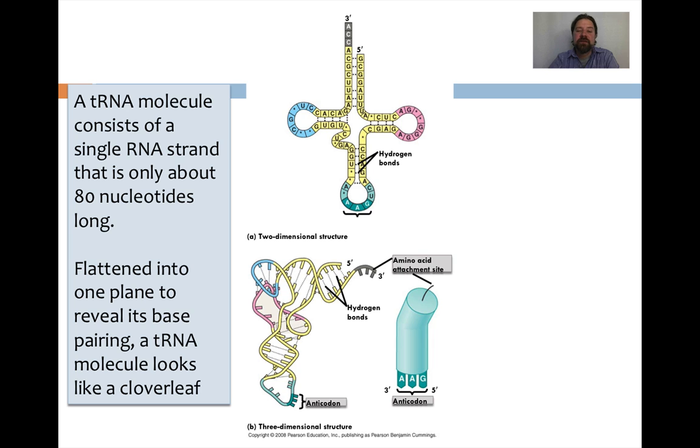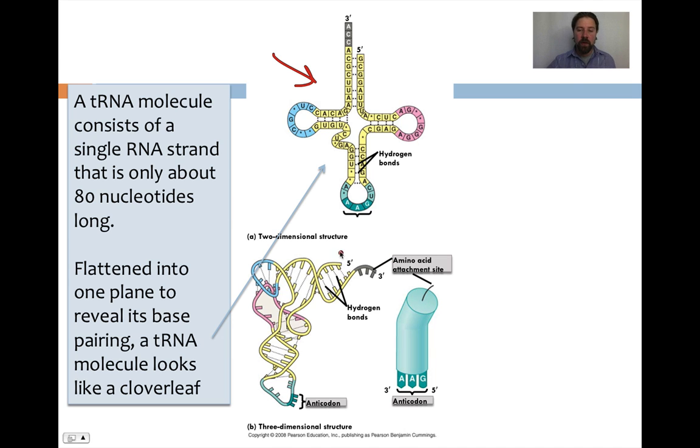tRNAs consist of a single RNA strand that's about 80 nucleotides long. If you flatten it into one plane, it's going to have a clover leaf-like shape. You'll often see this kind of shape when you're looking in textbooks. But we know that in the real world, these molecules are not flat. Instead, they're three-dimensional, and it's going to fold itself into almost like an upside down and backwards L, which you can see down here.